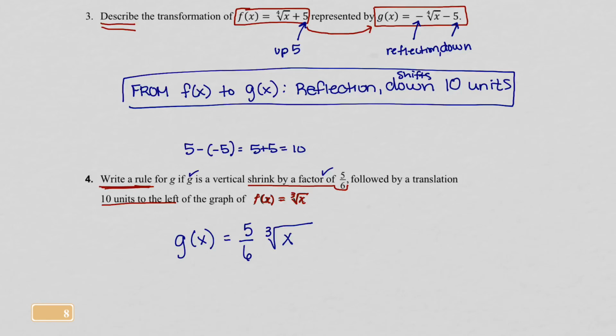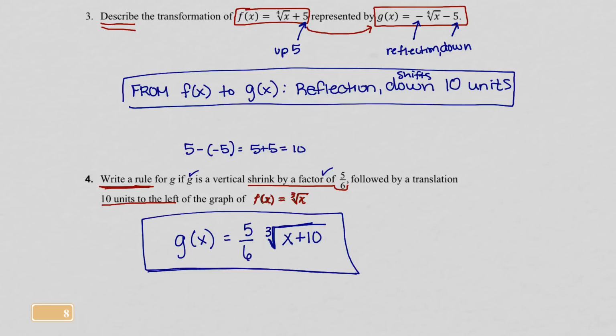Now we still have to take it 10 units to the left. Well, so that knows we're going to be moving it by 10. And we have to have it inside this radical with it because that's where our left and rights are indicated. And if it's going to the left, that's going to be a plus. So there you go. We wrote the rule, told you how to do that, how to get your g of x. And we checked off all the boxes of all the things that we need to do.